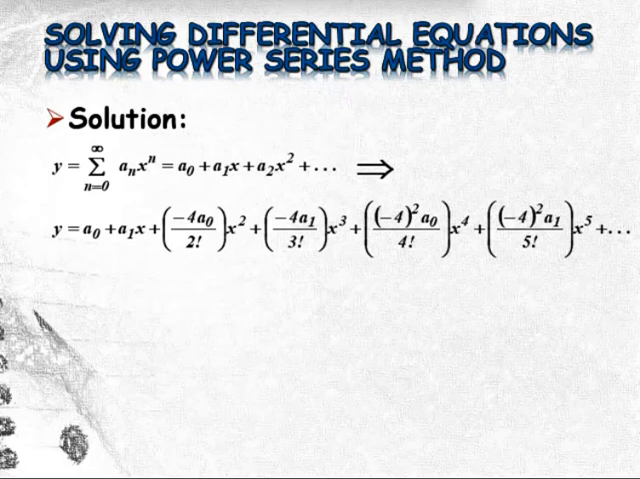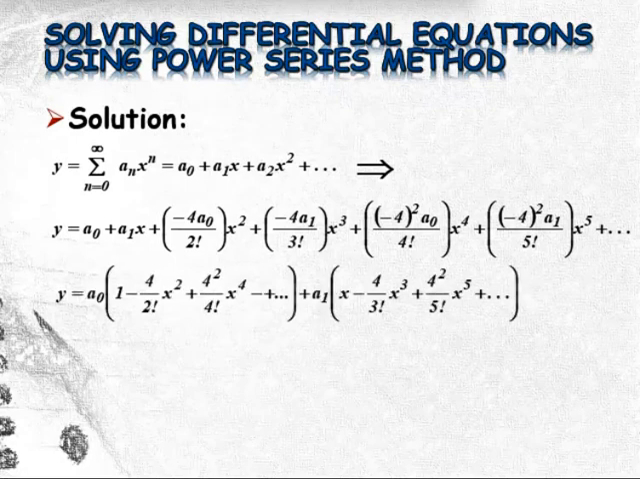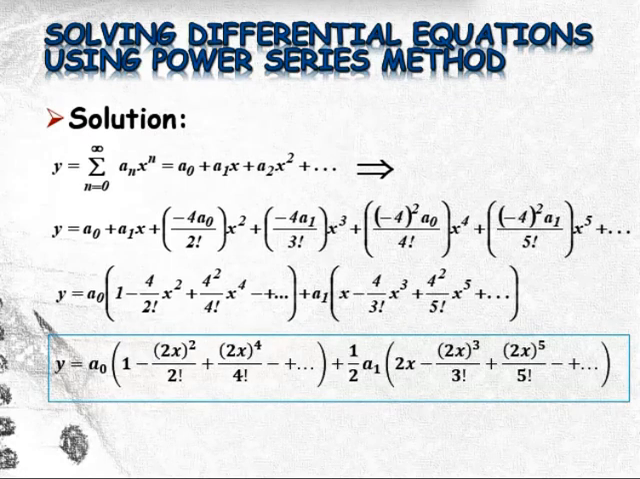By inspection, we can factor out a sub 0 with respect to the first, the third, and the fifth expression. And we can factor out a sub 1 with respect to the second, the fourth, and the sixth expression. Rewriting y using algebra, we will end up with y equals a sub 0 times 1 minus 2x squared over 2 factorial plus 2x to the fourth over 4 factorial and so on, plus 1 half times a sub 1 times 2x minus 2x cubed over 3 factorial plus 2x to the fifth over 5 factorial and so on.